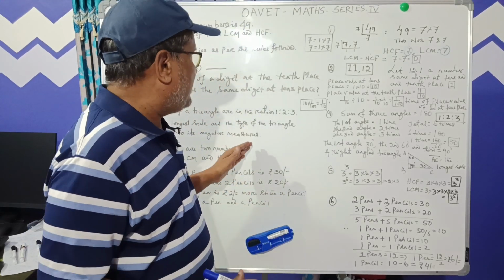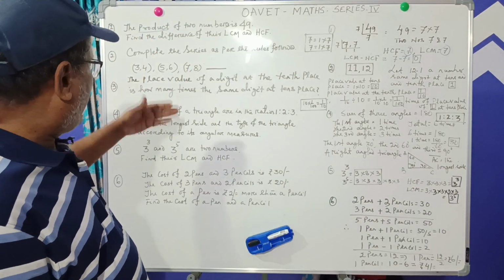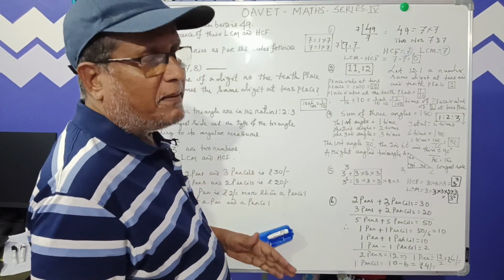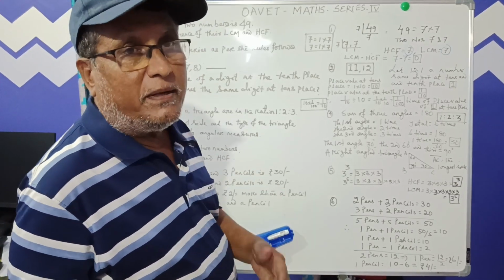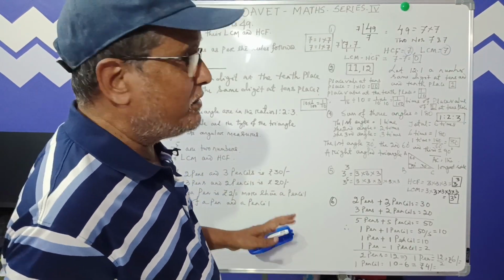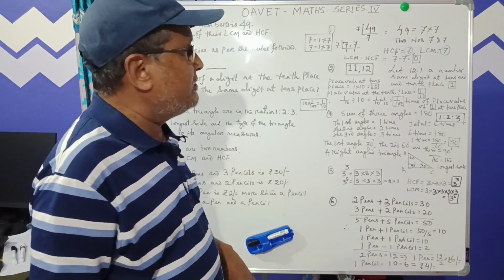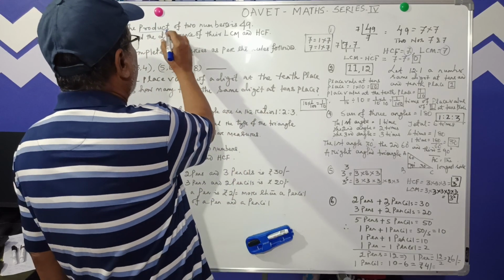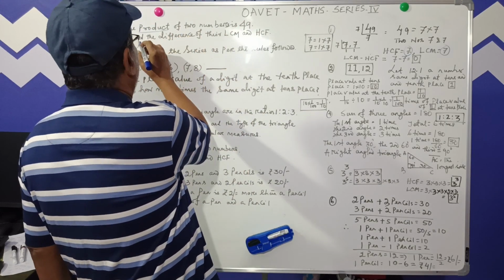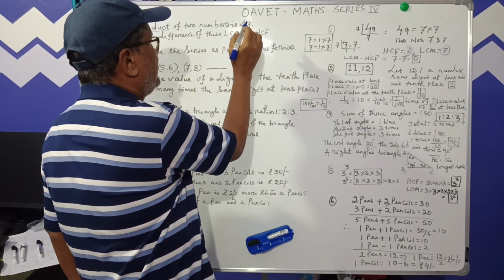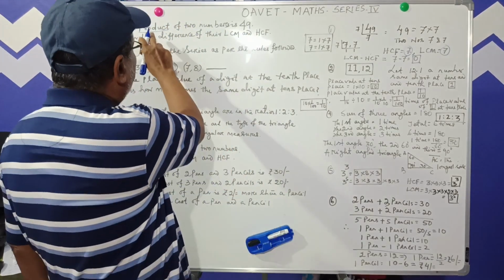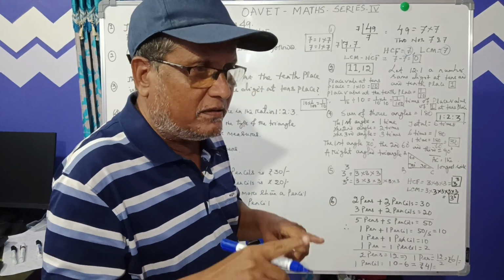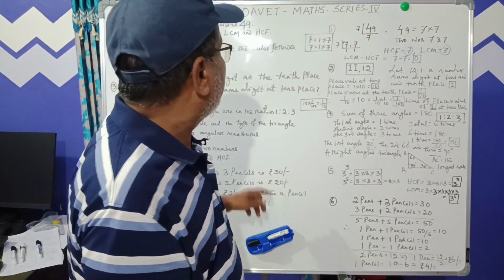Now let's discuss. We have taken 6 sample questions for your mathematical understanding to promote your mathematical skill. First: the product of two numbers is 49. Find the difference of the LCM and SCM. The keyword is product. Don't be confused. Product means the multiplication of two numbers, and the result is called product.